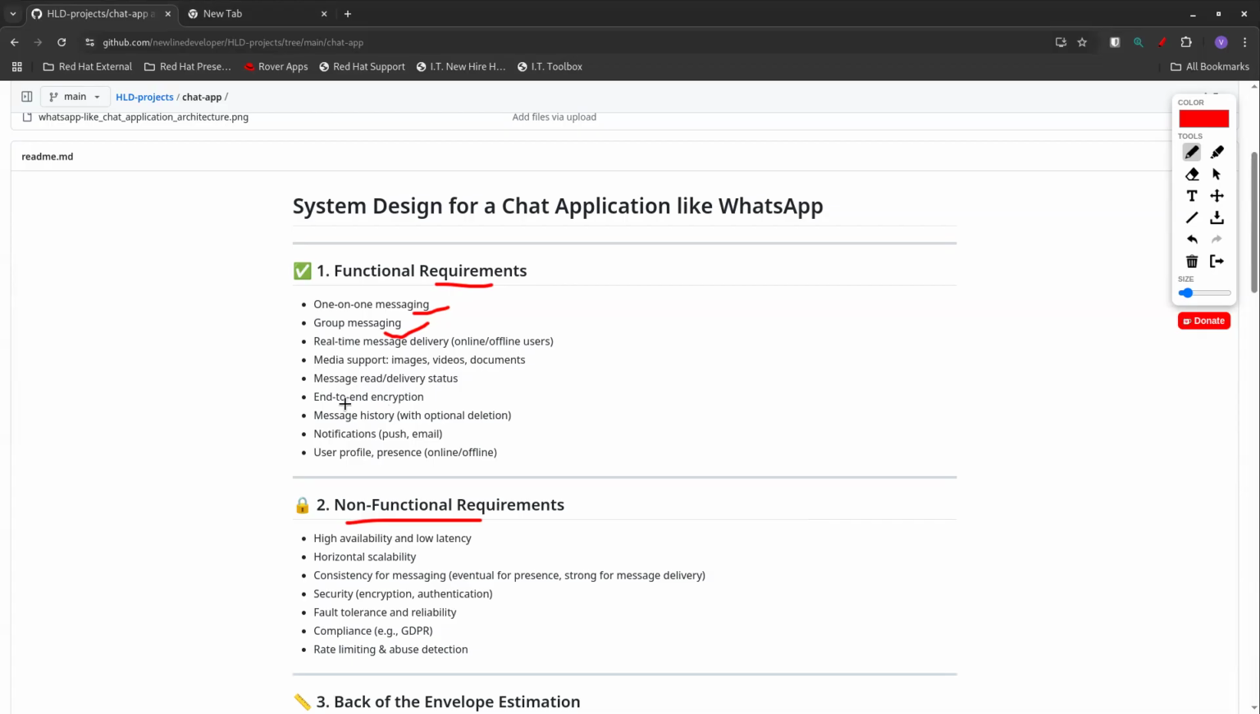And then end-to-end encryption is really needed, so that messages will not be read by any intermediate persons. Encryption is really important for data privacy. And then we have to keep the message history, and if they don't want it, they can delete it. And then notifications, whether push or email notifications. And then profile preference, and presence, whether they are online or offline. These are the functional requirements for a chat application.